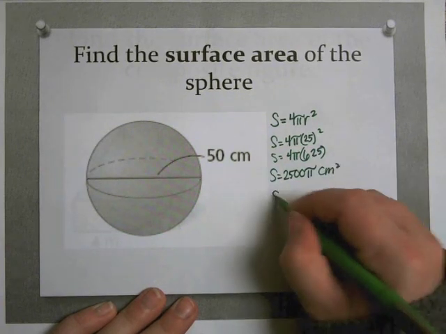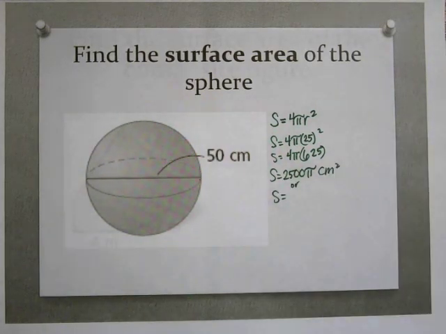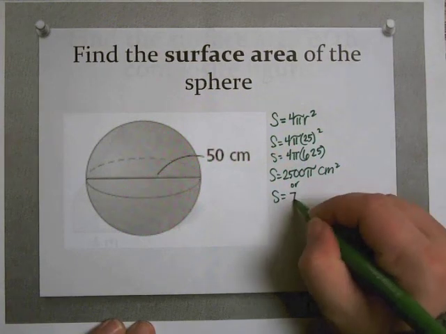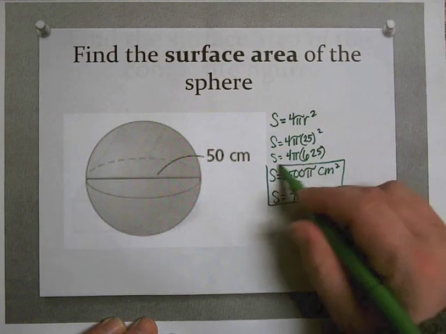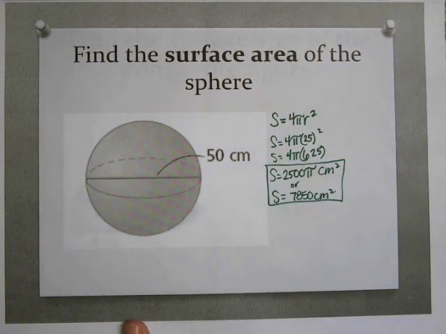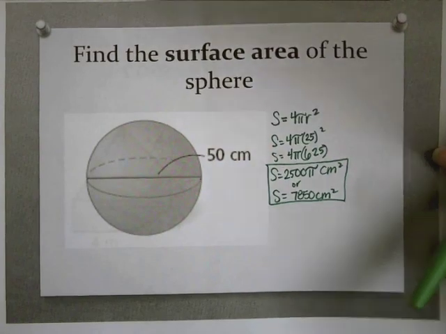pi centimeters squared. Again, you can plug that in the calculator. 2,500 times 3.14 is 7,850 centimeters squared. Now notice we didn't find the lateral area of a surface or of a sphere. Can you think of why? That may be a question that I ask in class. So be thinking of why we didn't find the lateral area of a sphere.